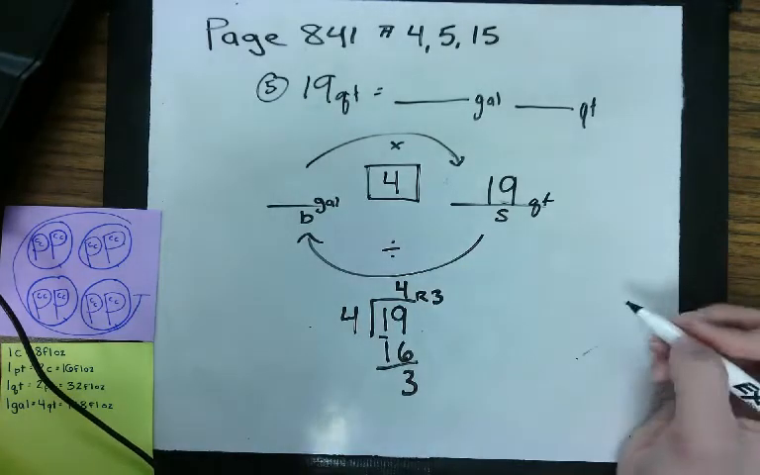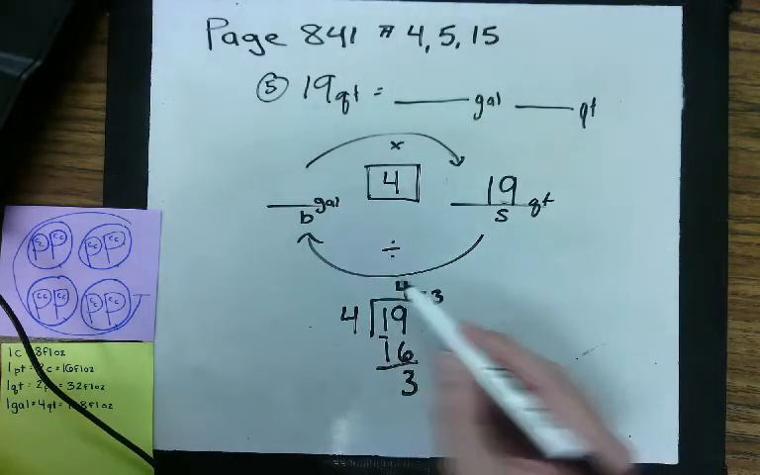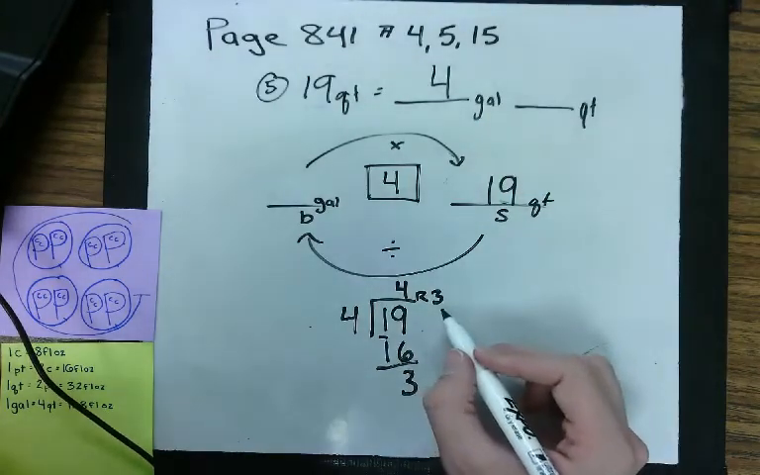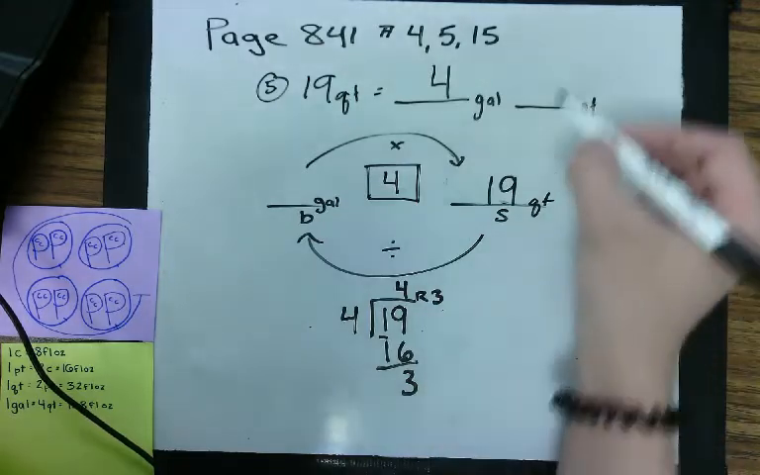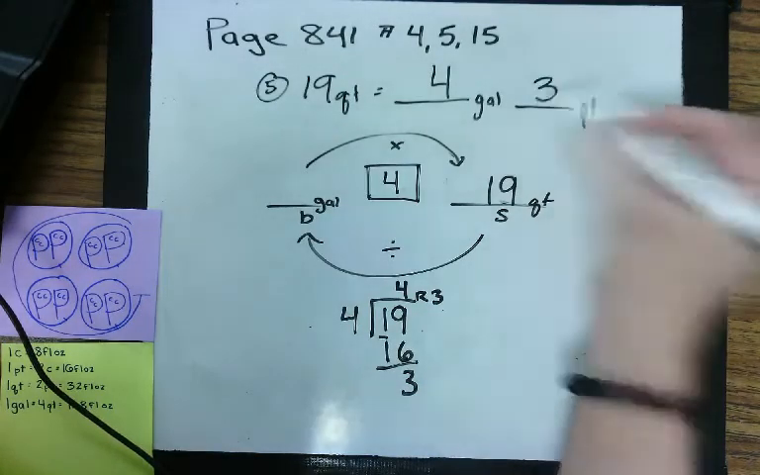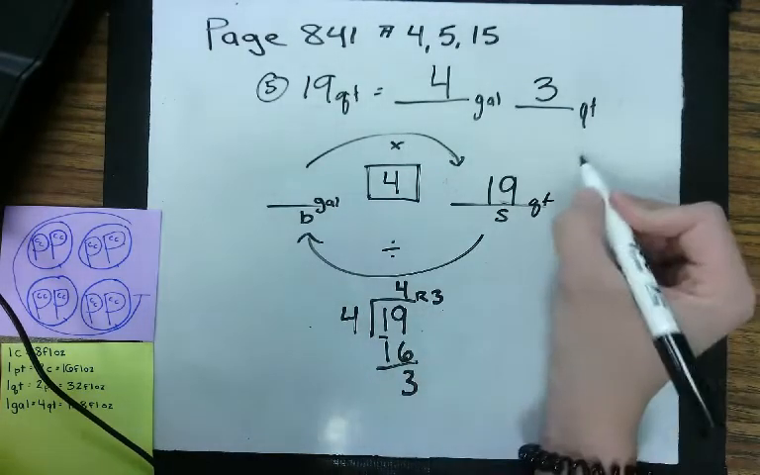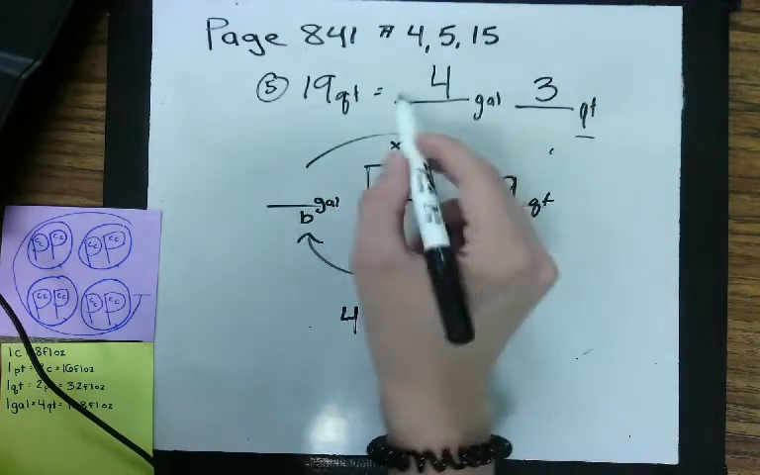So here, what we're looking at, that main number, that's how many gallons we have. The remainder are the quarts that are left. So there's 4 gallons and 3 quarts. So that's how you do the ones that are split. Your remainder is the same as the unit that you started with here.